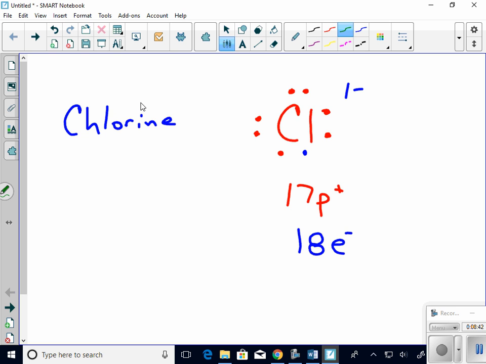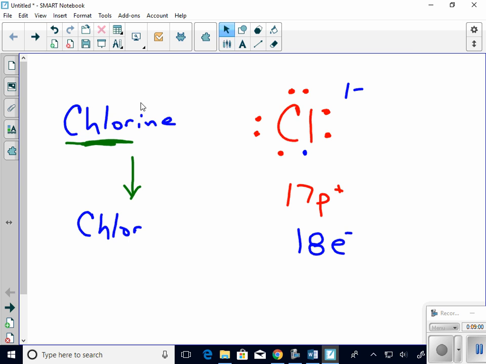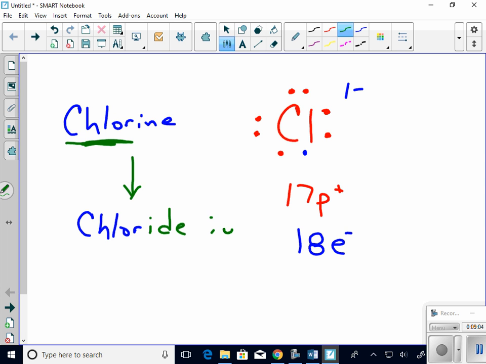I don't call it a chlorine. I keep the base, and then I put an IDE ending. So I keep that base of chlorine, and then I put IDE. So that is the chloride ion. The chloride ion. You know, we could do that with all of them.